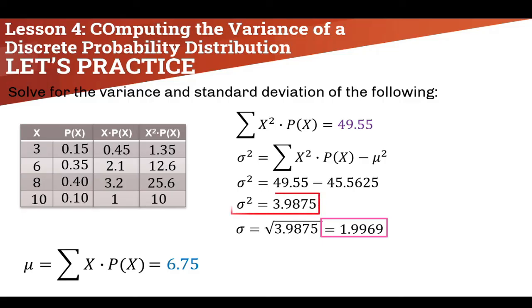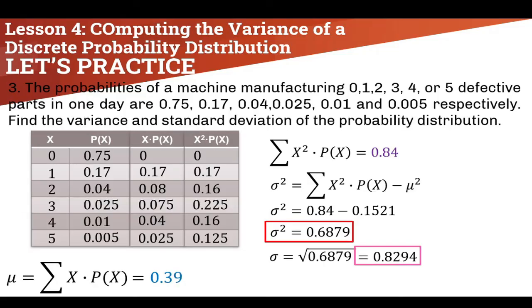Next. Ayan. So, yung probabilities ng machine. Sa probabilities ng machine, 0.39. Ang variance niya ay 0.6879. Ang standard deviation niya ay 0.8294. Kuha ba? Okay, very good.